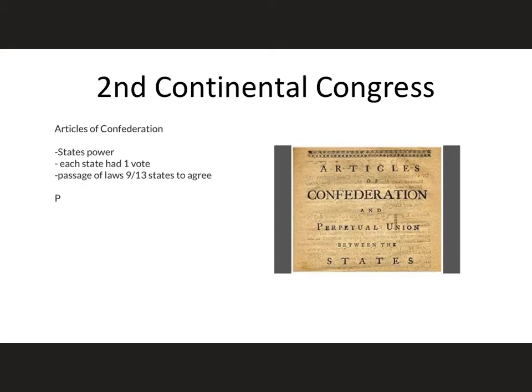Some of the problems were that the federal government had no power to trade. So the trading was all done by states individually, which could be problematic when working with other foreign governments. So the federal government itself could not trade.